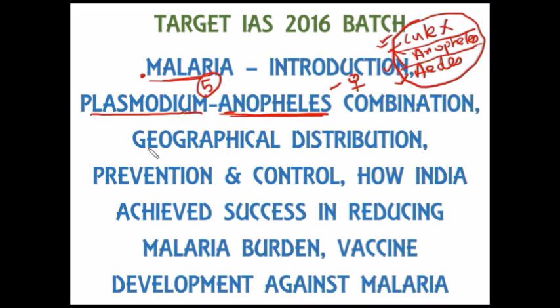You should also know about the geographical distribution of malaria. Malaria is not distributed worldwide equally. Equator and tropical regions are most commonly affected, and polar and subtropical regions are least affected. What is the reason for it? You should prepare well on this question.